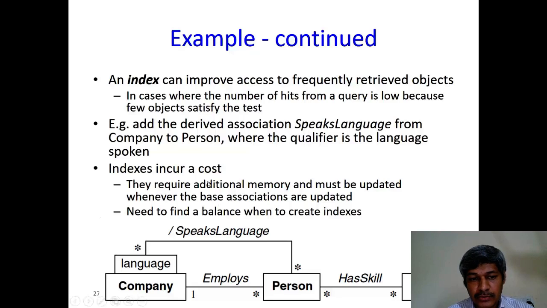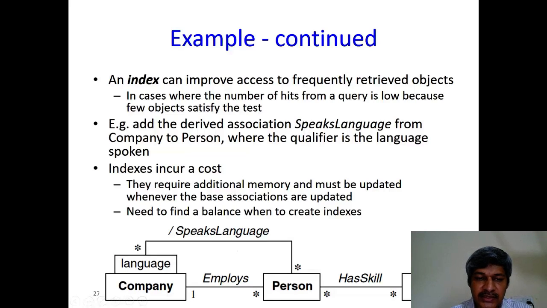So then it is pretty easy for you. You don't need all these thousands of things when you want to get all the persons who can speak a particular language, say German. You can get that very simply, because you have maintained this derived association and this derived attribute. And then you can index that.